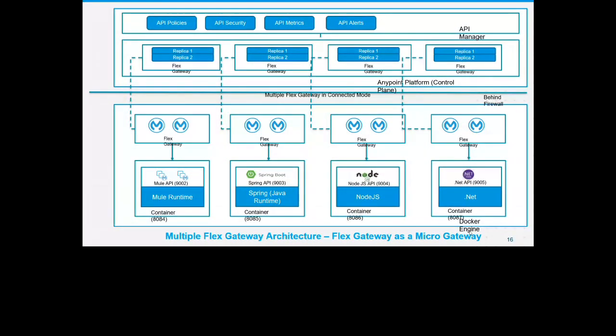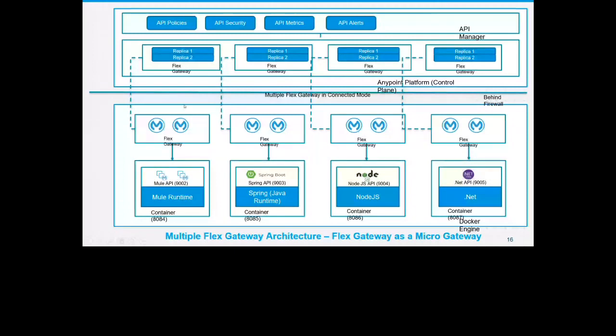And second, if you are following a microservices architecture or micro gateway architecture, in such cases you can have a single Flex Gateway for one technology, or even a single Flex Gateway for a single API. That is also possible. But setting up a single Flex Gateway for a single API will be a costly operation. So in this case, you can set up a Flex Gateway according to the technology.